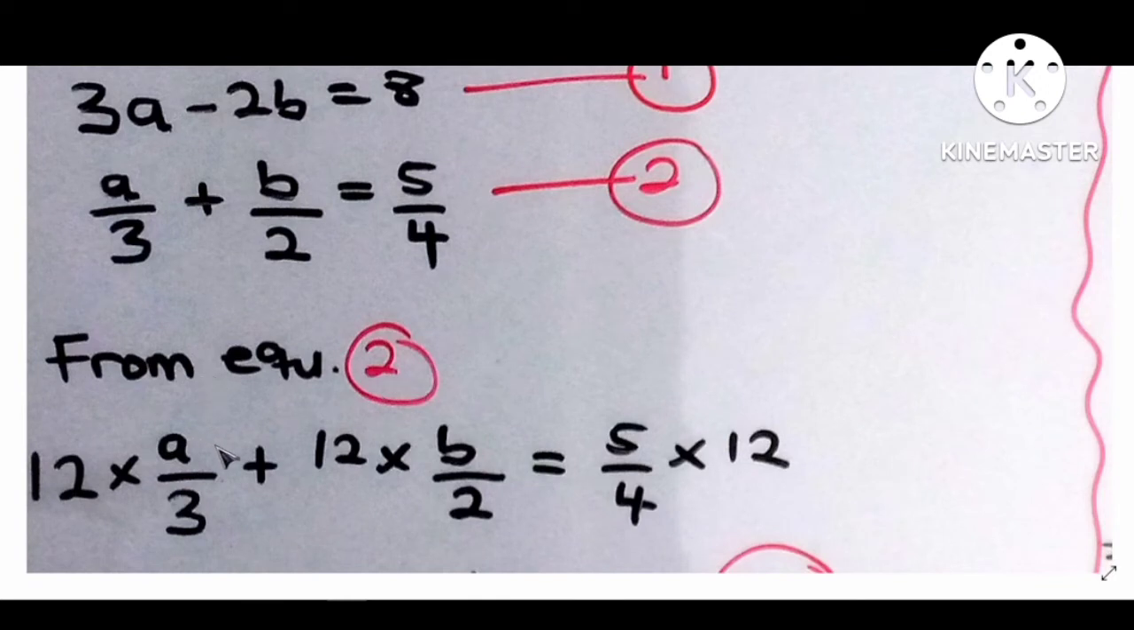So from equation 2, to remove the fractions, we multiply through by 12. So 12 times a over 3, plus 12 times b over 2 is equal to 5 over 4 times 12. We are just multiplying 12 through the equation. When we multiply 12 by this one, it will give us 4a, because 3 into 12 gives 4, times a is 4a. 2 into 12 is 6, times b, which is 6b. And 4 into 12 is 3, and 5 times 3 gives us 15.